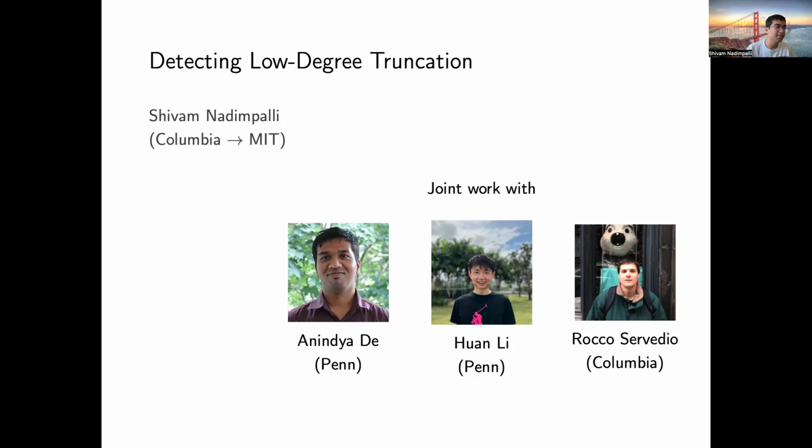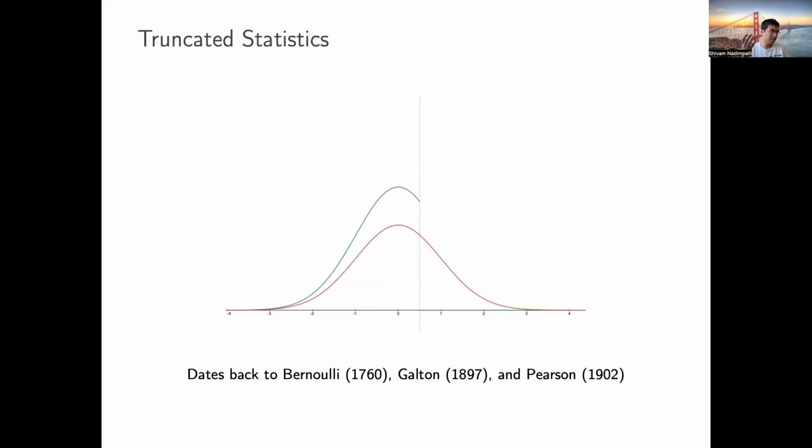This is joint work with Anindya De, Juan Lee, and Rocco Cervedio, and like the title suggests, it's about truncated statistics. Truncated statistics is a really well-studied field dating back to work by Bernoulli in the late 1700s, and essentially shows up whenever a dataset has undergone some kind of censorship.